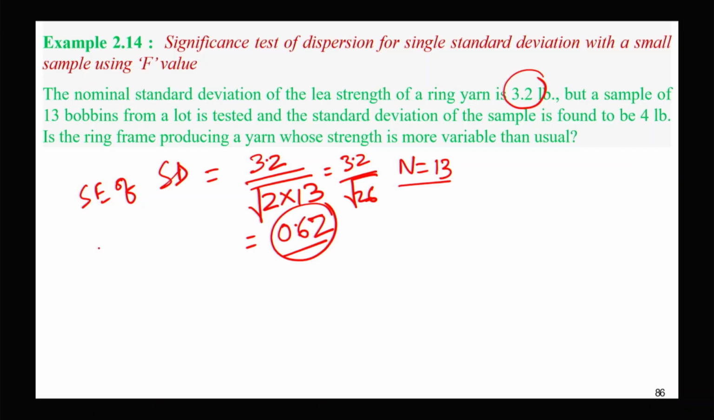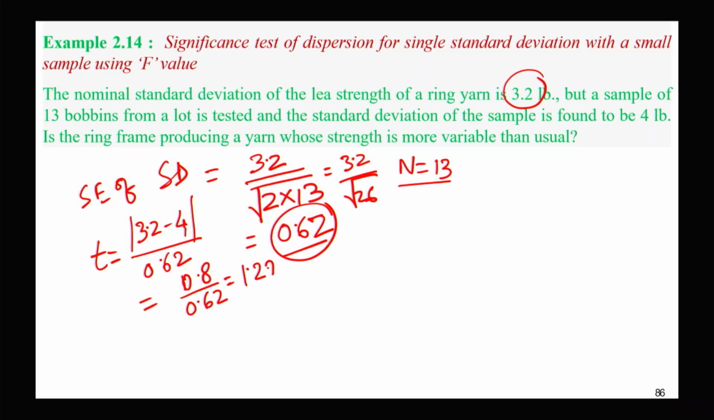Now, if we try to calculate the T value, it will be 3.2 minus 4 divided by 0.62, that is 0.8 divided by 0.62. It is coming out to 1.29. The T value is 1.29 that we are getting.